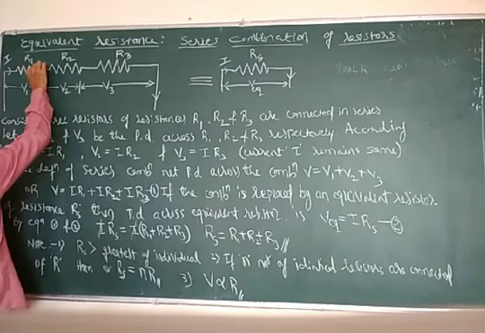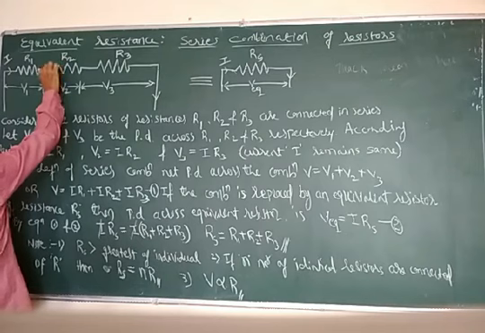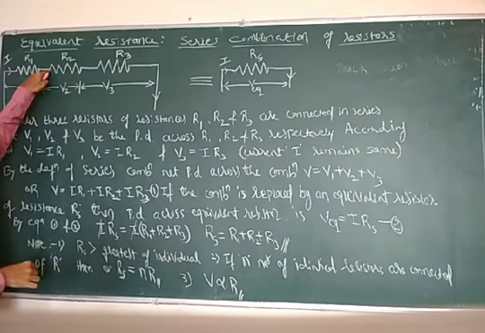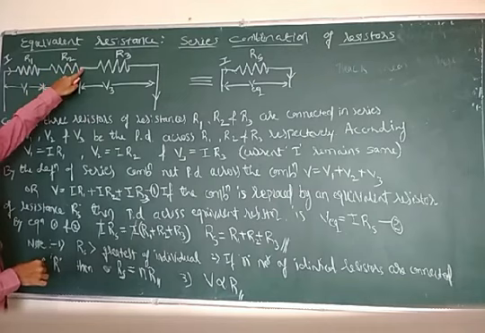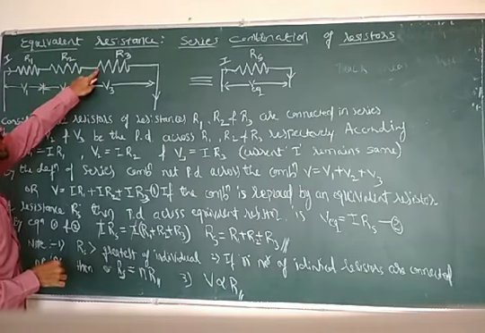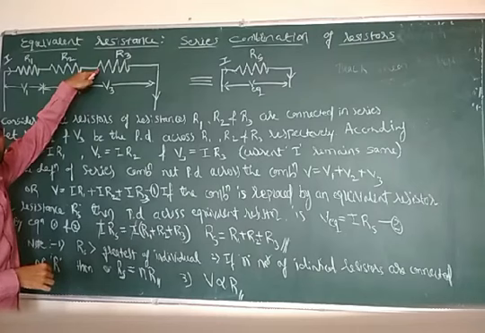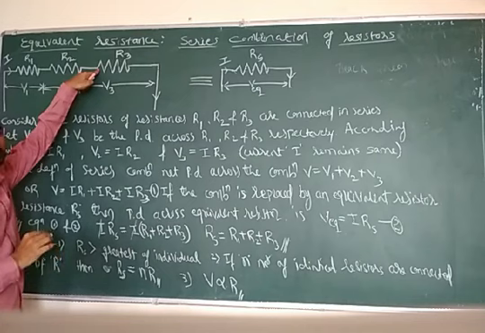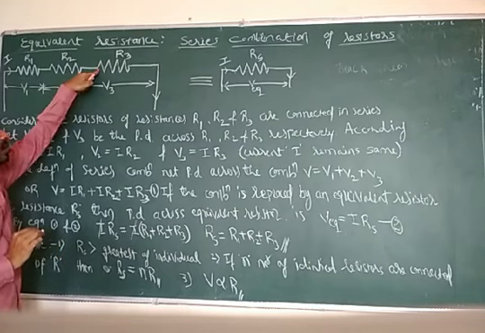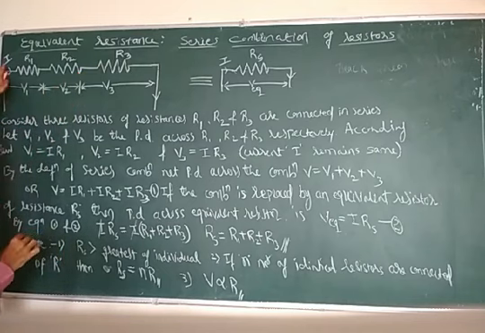Here you can see the terminal end of the first resistor is connected to the initial end of the next, or the terminal end of the second is again connected to the initial end of the third resistor. Such a grouping, combination or connection is called a series connection, series grouping or series combination. In such a combination, current remains the same.